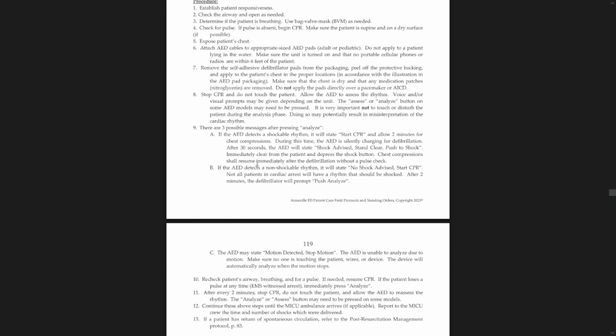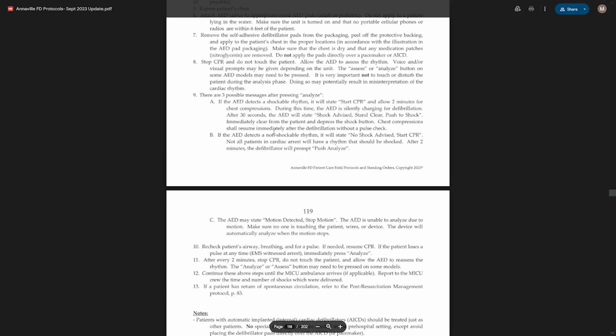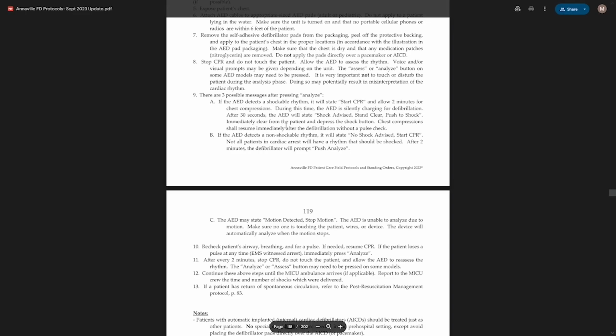There are 3 possible messages after pressing Analyze. If the AED decides that a shockable rhythm is present, it will state start CPR and allow for 2 minutes of chest compressions. During this time, the AED is silently charging for defibrillation. After 30 seconds, the AED will say shock advised, stand clear, push to shock. Immediately clear from the patient and depress the shock button. Chest compressions shall resume immediately after the defibrillation without a pulse check. So start chest compressions immediately, don't do a pulse check.